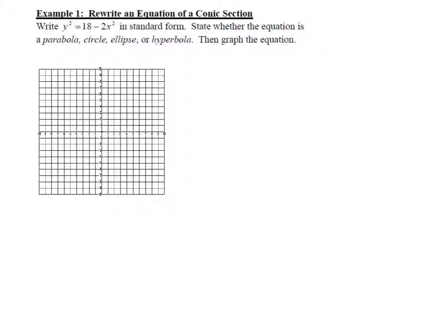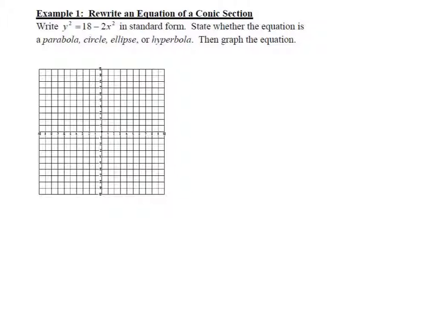Alright, 9.6 is basically a culmination of everything that you've learned in Chapter 9. And so what you're going to be given is just a bunch of different equations, and you're going to have to figure out whether they are a parabola, a circle, an ellipse, or a hyperbola. So if you remember, a parabola has only one term that's going to be squared.